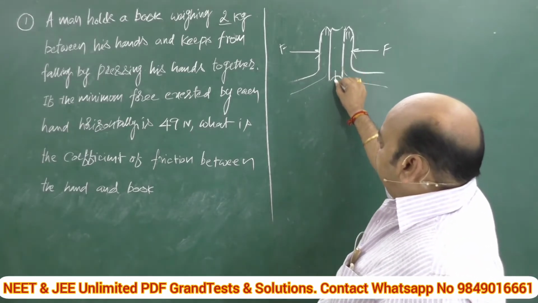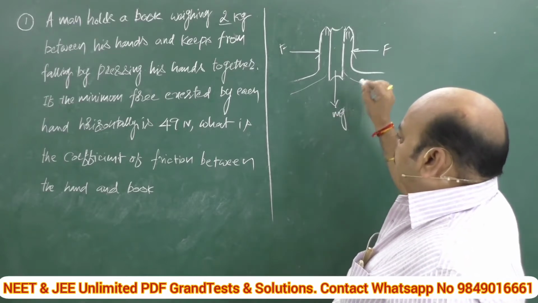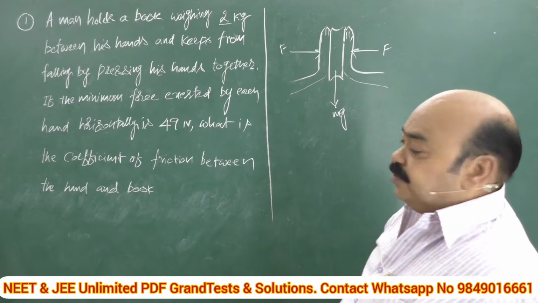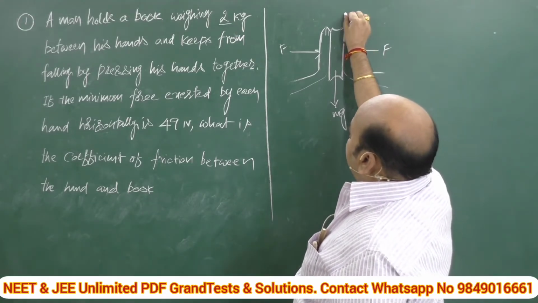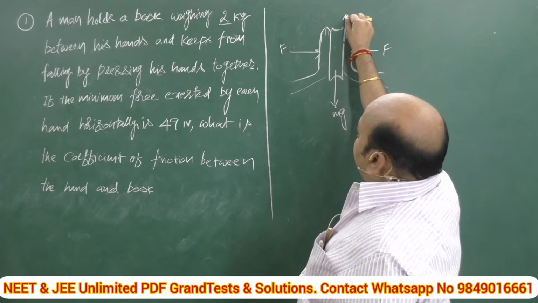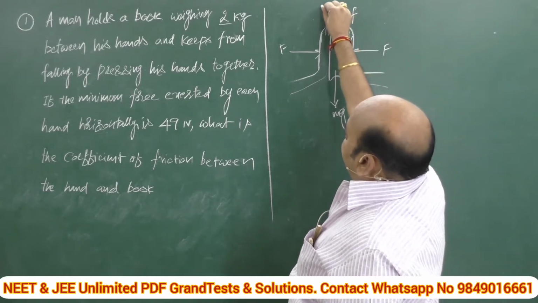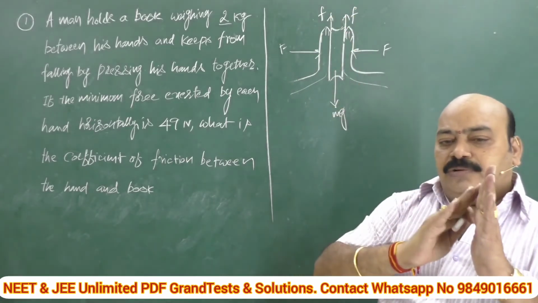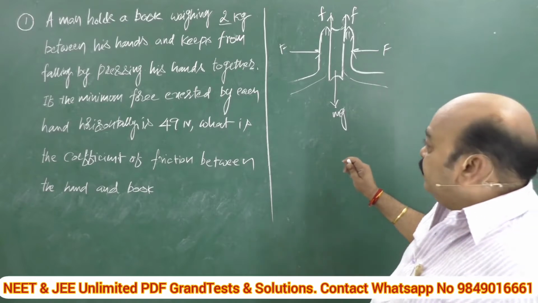Very easy. One is the vertically downward force, nothing but the weight of the book, and the frictional force comes into existence. Since there are 2 contacting surfaces, this is frictional force 1, and of course this is frictional force 2, between the 2 edges of the hand and the book. And what else do we have?